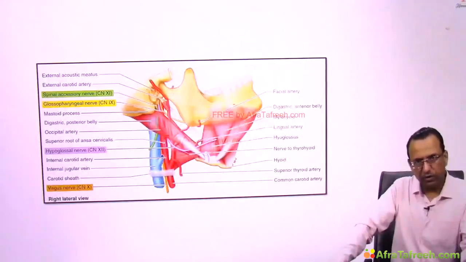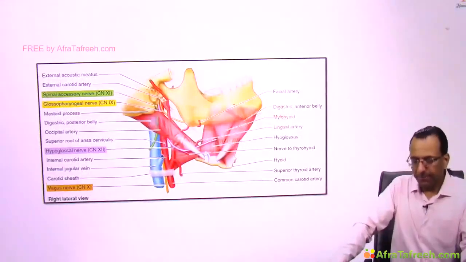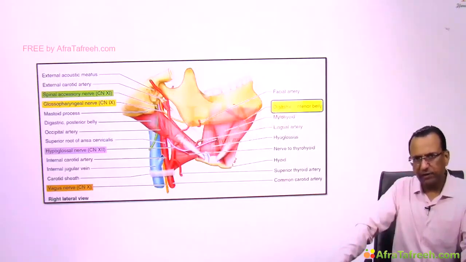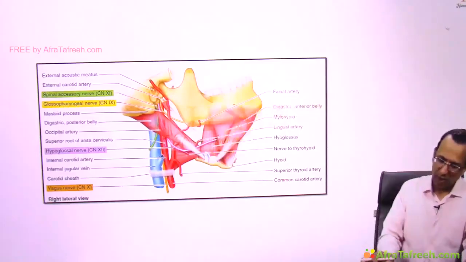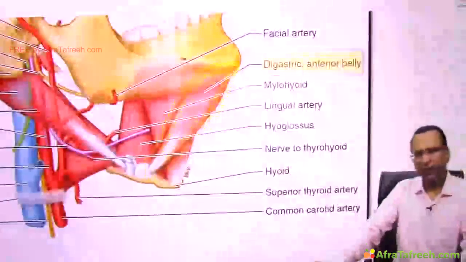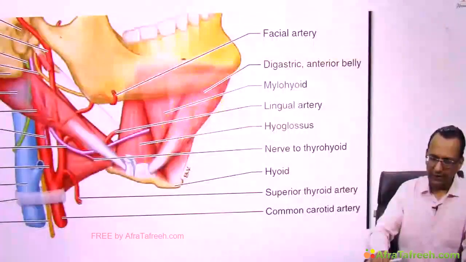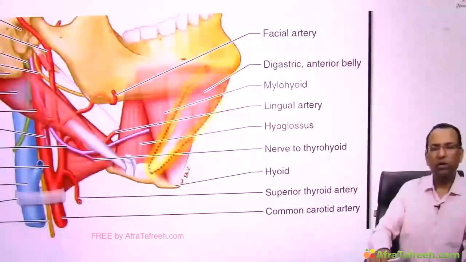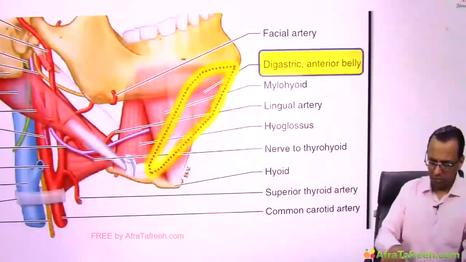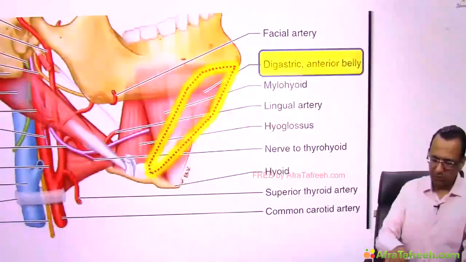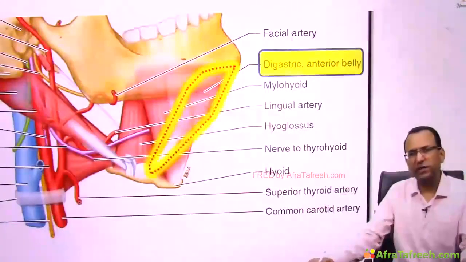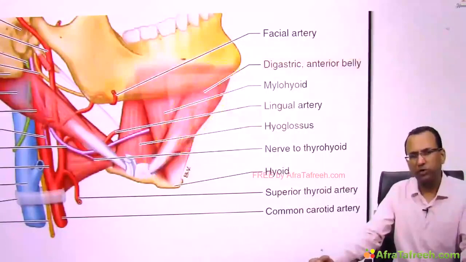What is in the diagram? Let us see. This is the anterior belly of digastric. Where is the anterior belly of digastric? It is here. What is the origin and insertion of the anterior belly of digastric? Origin is the mandible and insertion is the hyoid bone. It is a depressor of the mandible to open the mouth.